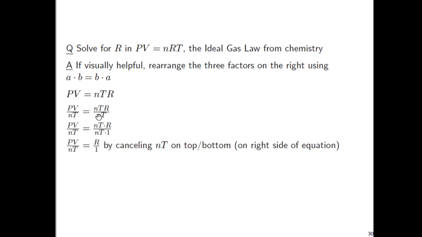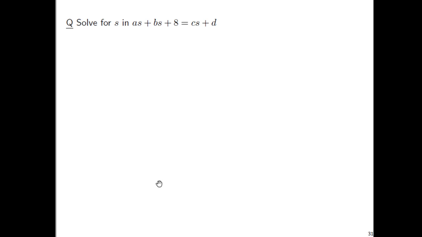So then cancel the nt on top and bottom. You have r over 1, which of course you can just call r. So r ends up equaling pv over nt.